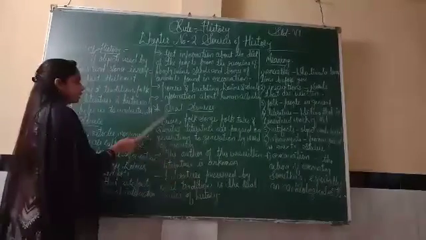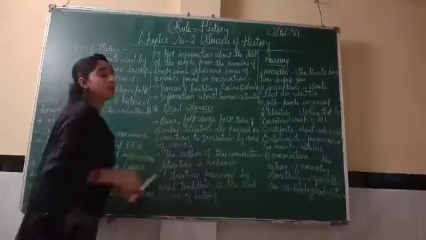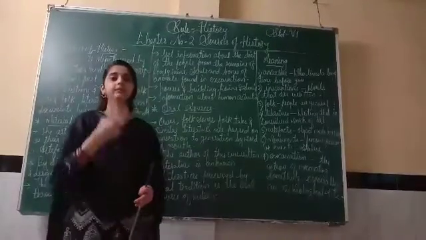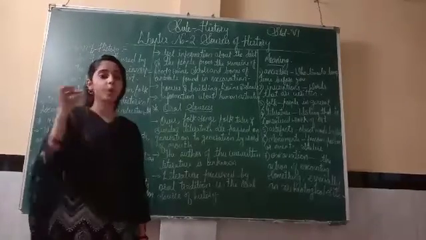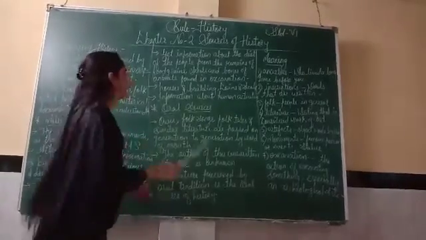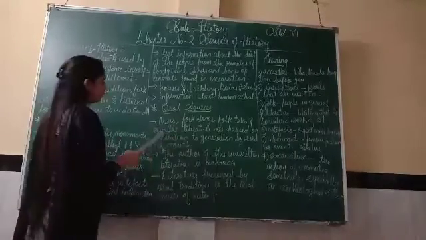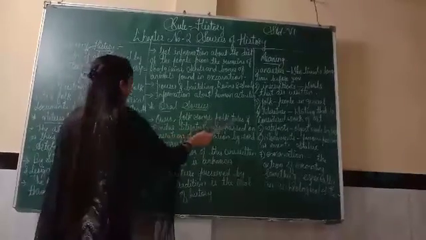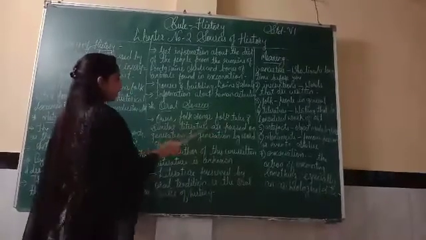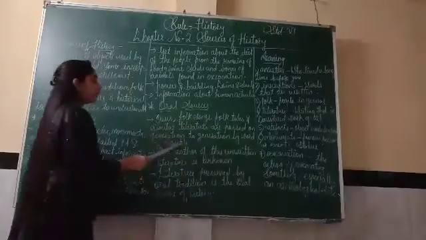Now the next source is oral sources. Oral sources means whatever we say from the mouth. Using verbal means, that is oral. Using it verbally, this is known as oral sources. So this comes under oral sources, that is ovies, folk songs, folk tales and similar literature, which are passed on from generation to generation by word of mouth.